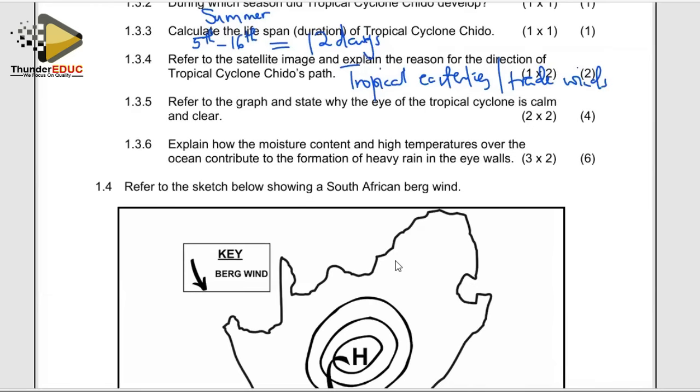Right, we talk about the rate of evaporation. Moisture content is caused by a high rate of evaporation. It's warm over the ocean, which also means there is a high rate of evaporation.